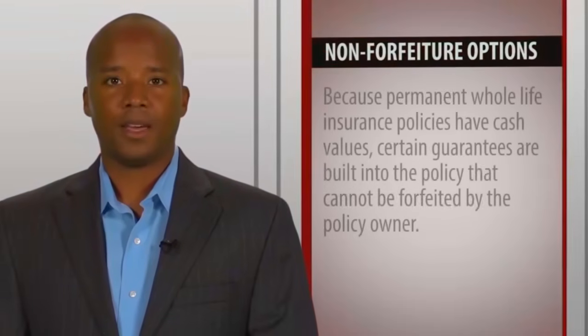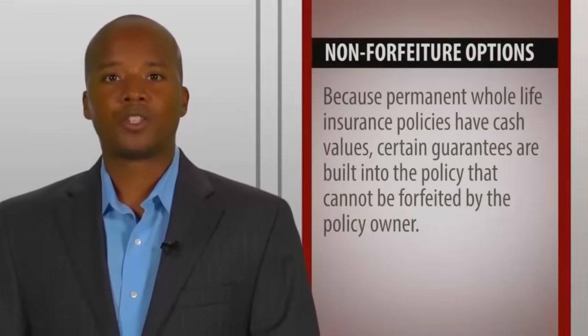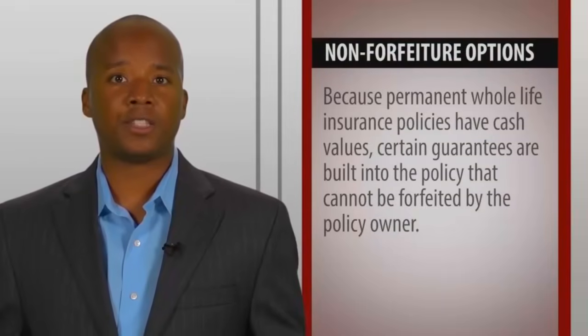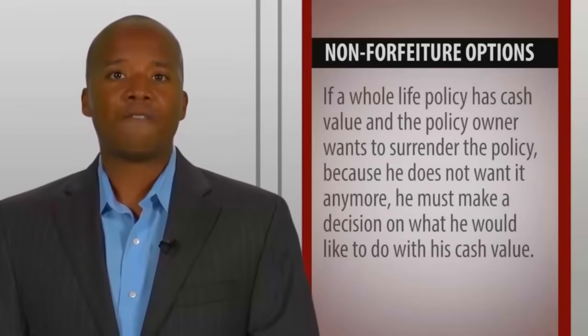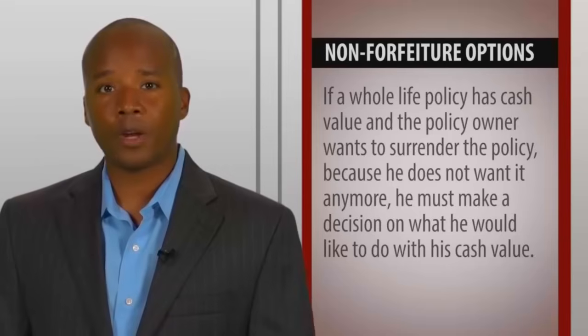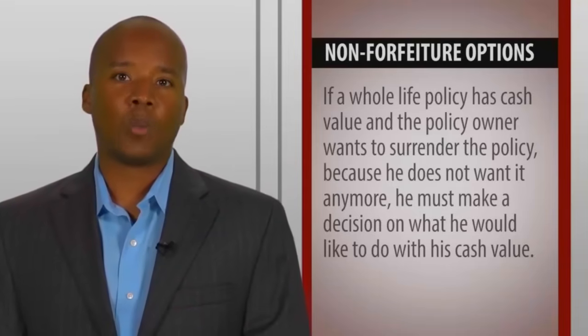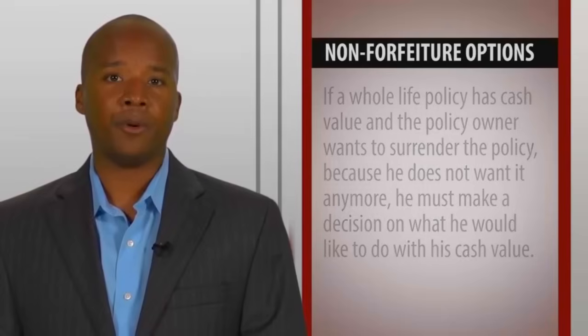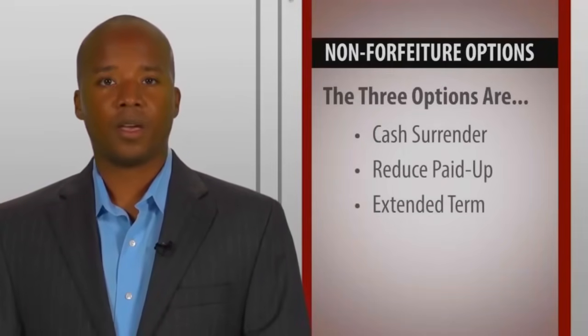Non-forfeiture options. Because permanent whole life insurance policies have cash values, certain guarantees are built into the policy that cannot be forfeited by the policy owner. So basically, if a whole life policy has cash value and the policy owner wants to surrender the policy because he does not want it anymore, he must make a decision on what he would like to do with his cash value. The three options are cash surrender, reduce paid up, or extended term.